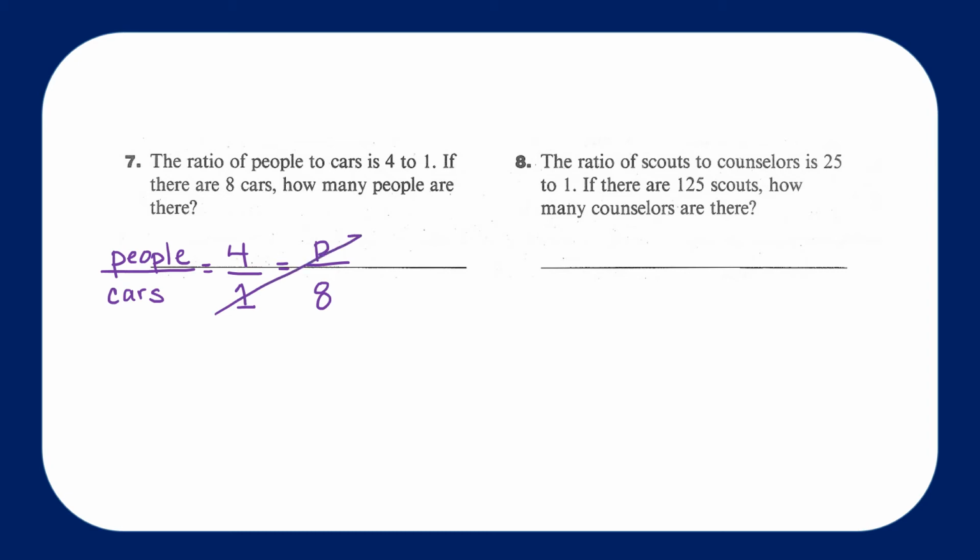So we have 1p equals 8 times 4. 1p equals 32. So p equals 32.